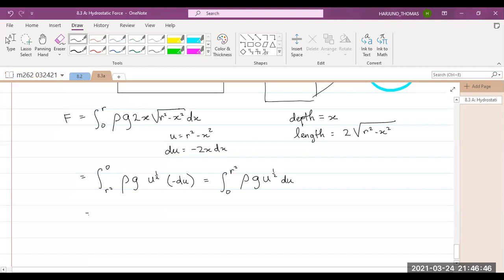So this becomes 2/3 rho g u to the power of 3/2 from 0 to r. I'm sorry, 0 to r squared. Oh, that's r squared. That's nice. So this is 2/3 rho g of r cubed minus 0 cubed. So just r cubed. That's it. Oh, nice.